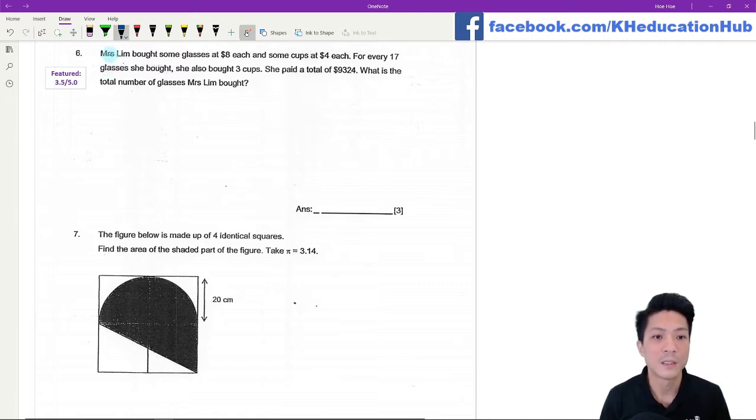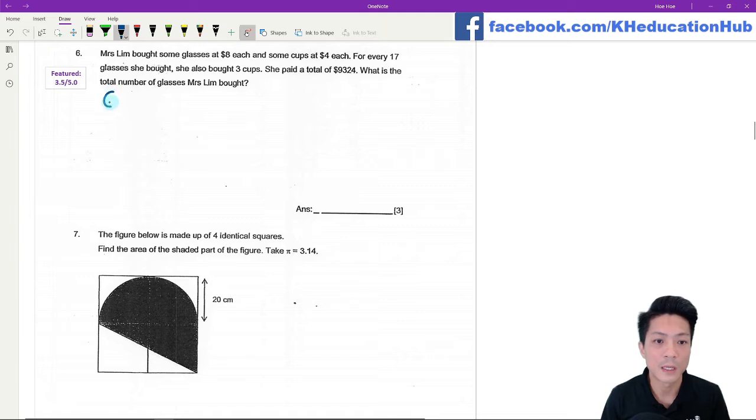Okay, question 6. Mrs. Lim bought some glasses at $8 each and some cups at $4 each. For every 17 glasses she bought, she also bought 3 cups. She paid a total of $9,324. What is the total number of glasses Mrs. Lim bought? Okay, this question is a type of question that I've gone through a lot in the previous papers. So today I'm going to use the faster way or the ratio way to solve it.